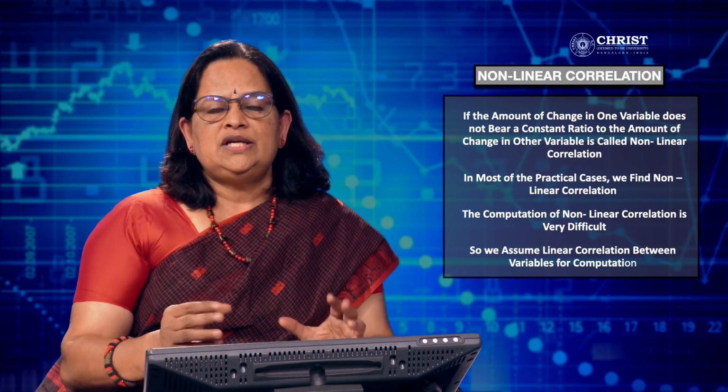If I give you an example, if you double the amount of rainfall, the production of rice may not be doubled. There will always be a change in that. So that is why in real life we always see non-linear correlation. But for computation purposes, we assume that in all correlation, there is a linear relationship existing between the variables.